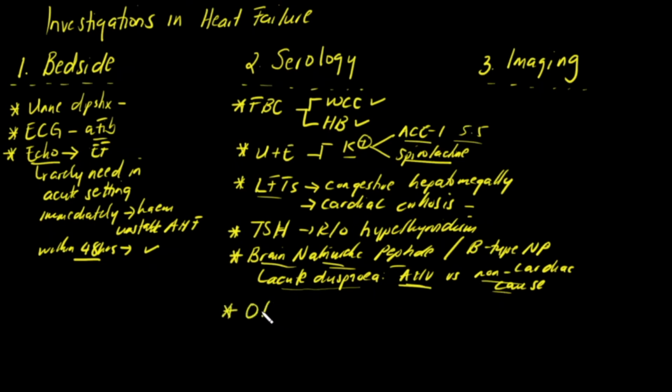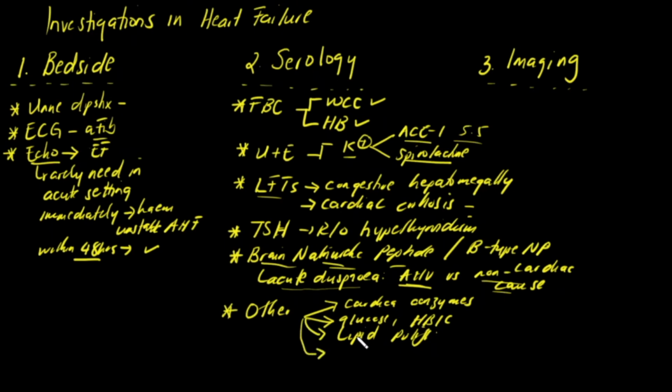Other blood work that you may want to do depending on the situation. Of course, you want to do your cardiac enzymes if the patient is presenting with what looks like chest pain and you want to rule out an MI. Remember, an MI can trigger heart failure. You may want to look for cardiovascular risk factors, so you do HbA1c and glucose to rule out diabetes. You can also do your lipid profile, just to see the level of lipid control in this patient.